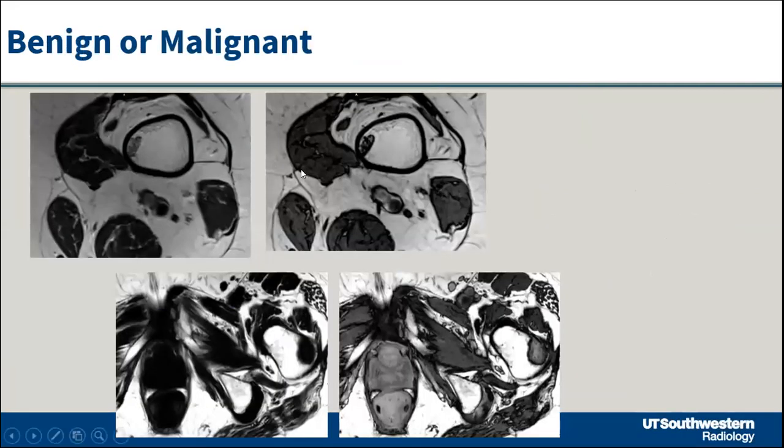So this is how the images look. You have a tumor here which suppresses out on the opposed phase image. You have a tumor here which does not suppress out. So this one is an enchondroma, and this one is a malignant tumor.